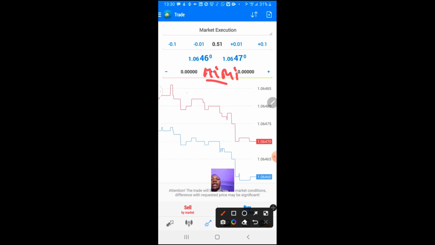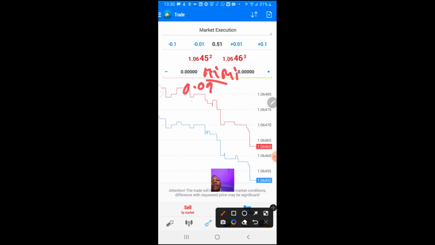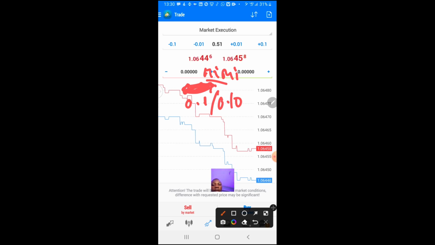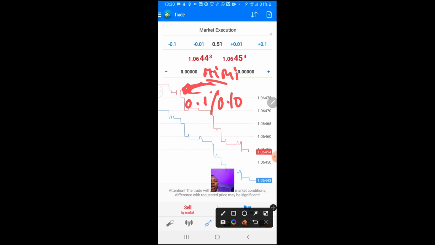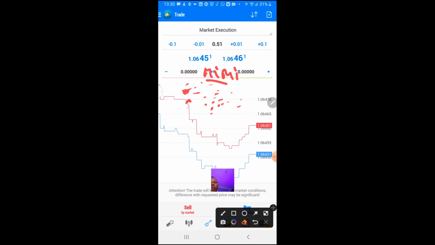So on mini lot size, I spoke about mini starting from after 0.09. What do we have? We now have 0.1 or 0.10. 0.10 and 0.1 are the same thing. Is that okay? So that is how it is. So let me clear this. Let me remove this so that we can continue normally.